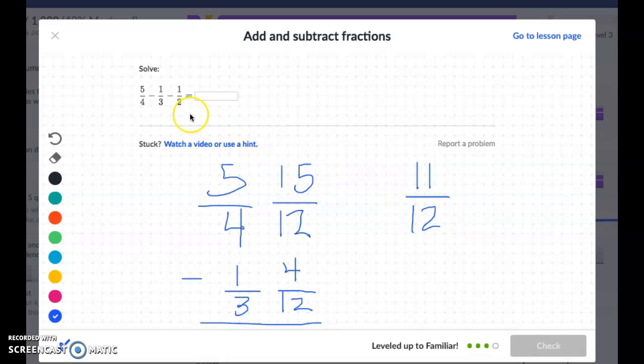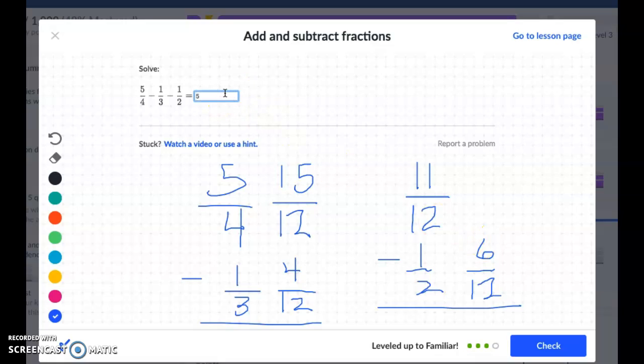But we're not done there because now it says minus a half. So 11 twelfths minus a half. In this case, I can take my 2 and multiply it by 6 to get a 12, so that it saves me a little bit of time. So 2 times 6 is 12, and 1 times 6 is 6. And then I can do my subtraction. 11 take away 6 is 5, and my denominator of 12 stays the same.